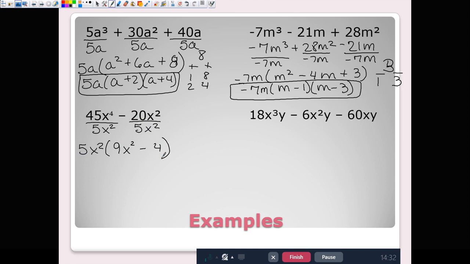Okay, on the inside of my parentheses, how many terms do I have? 2. So it's a binomial. Is it a difference of 2 perfect squares? Yes. So that means I'm going to make 2 binomials, one the sum, one the difference. Remember my GCF is going to stay on the outside. And the square root of 9x squared is going to be 3x. Square root of 4 is 2 and 2.